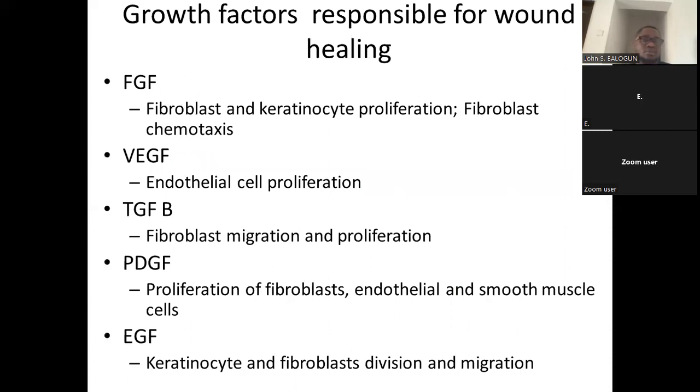Now, these are some of the growth factors. Please note platelet derived growth factor, transforming growth factor, vascular endothelial growth factor, and fibroblastic growth factor. Please note this. Again, the platelets release transforming growth factor beta and platelet derived growth factor. Then vascular endothelial growth factor is released primarily by the endothelial cells of the damaged vessels. Platelets also release that.